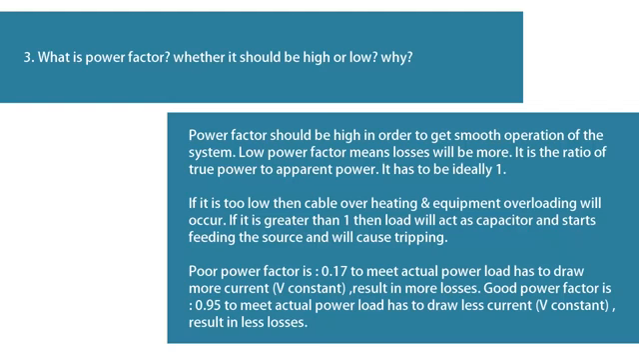If it is greater than 1, then load will act as capacitor and starts feeding the source and will cause tripping. Poor power factor is 0.17. To meet actual power, load has to draw more current, with voltage constant, resulting in more losses. Good power factor is 0.95. To meet actual power, load has to draw less current, with voltage constant, resulting in less losses.